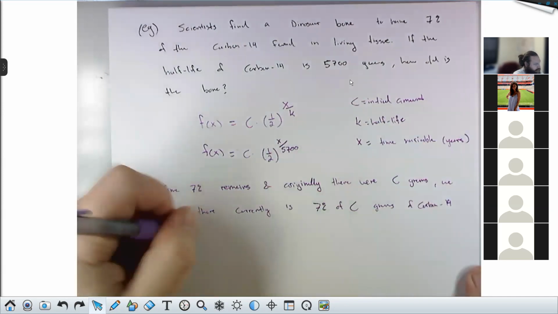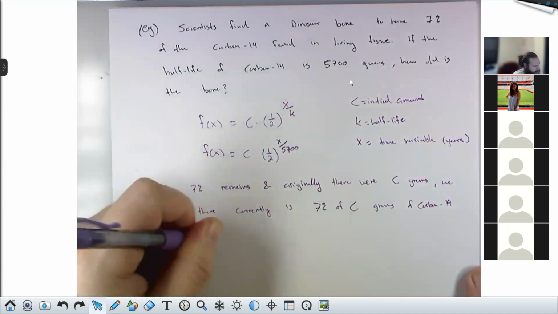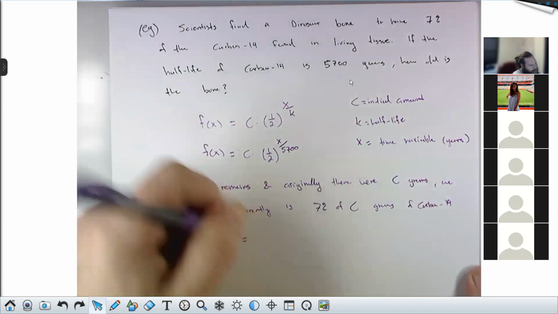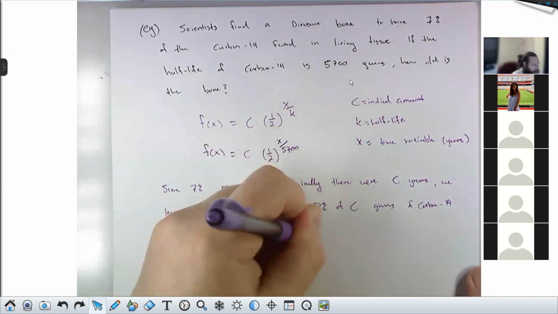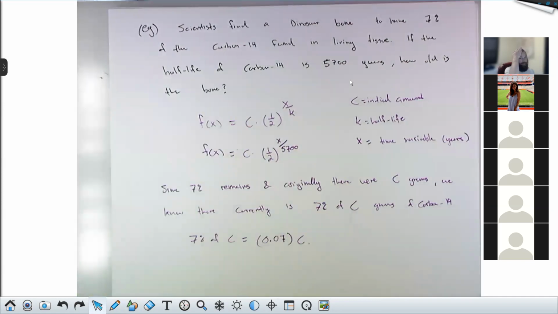And that 7% of C, that's 0.07 times C. Right, that's how you calculate a percentage of something. You write that percentage as a decimal, and then you multiply that times the thing you're taking that percentage of.